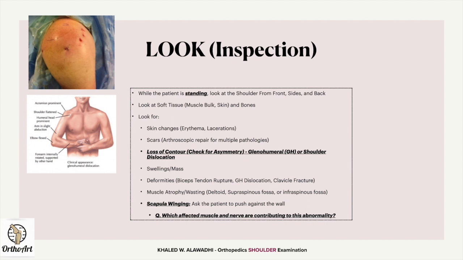So this is the glenohumeral joint dislocation, where the acromion is prominent, the shoulder is flattened, the humeral head is prominent, the arm is in slight abduction, the elbow is flexed, the forearm is internally rotated, supported by the other hand, and the anterior and posterior types differ only in whether the arm is in slight abduction versus adduction.